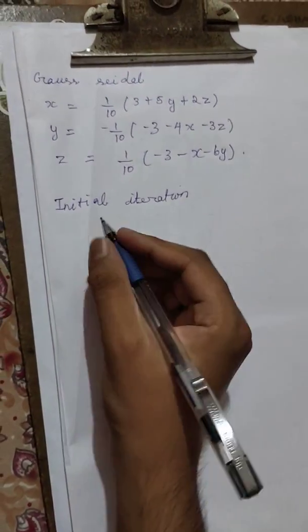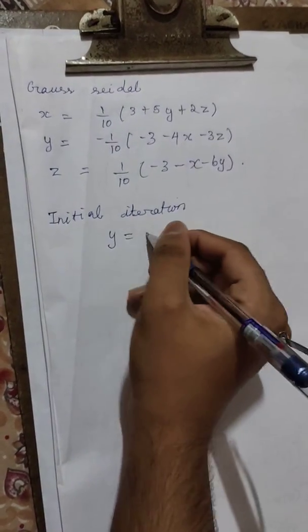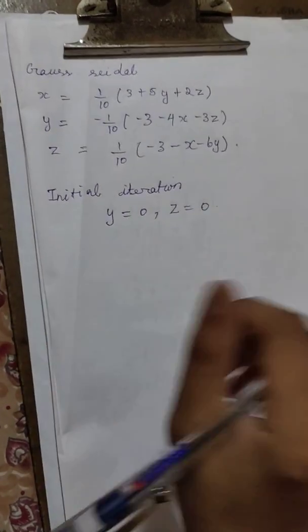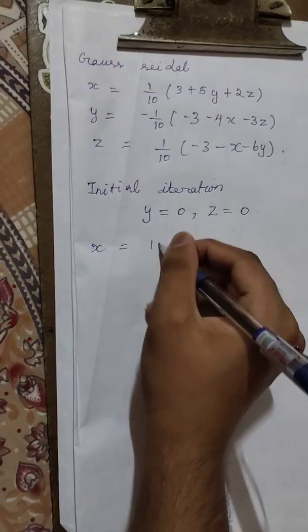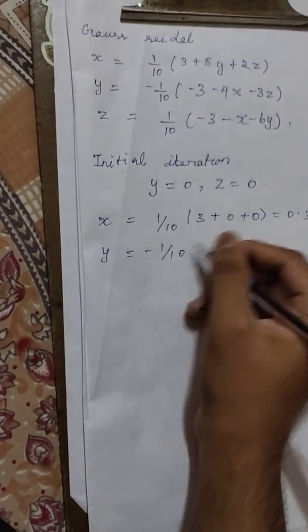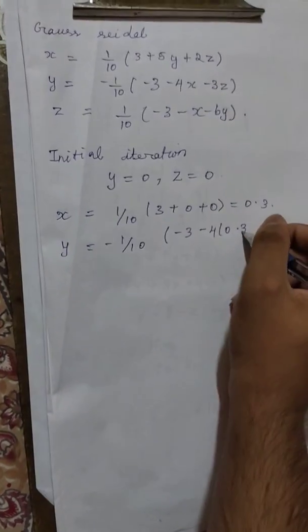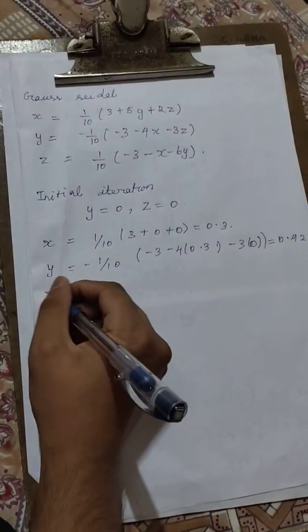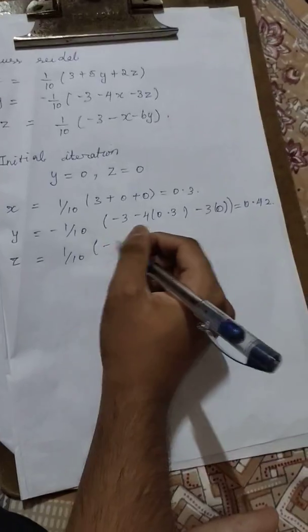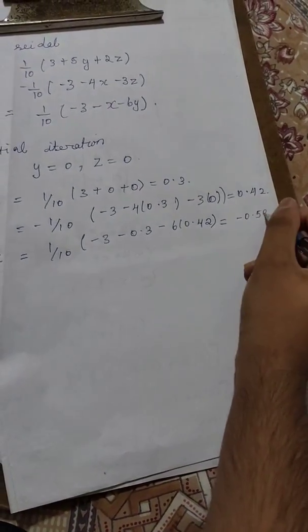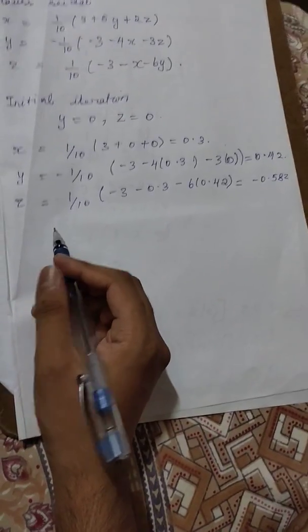But in this case, we do not substitute a value for x. We just substitute values for y equal to 0 and z equal to 0 at the initial iteration. That is the only difference between Gauss-Seidel and Gauss-Jacobi. Using this, we find the initial iteration value. x is equal to 1 by 10 into 3 plus 0, which is 0.3, and y is equal to minus 1 by 10 into minus 3 minus 4 into 0.3 minus 3 into 0, which is 0.42. And z equal to 1 by 10 into minus 3 minus 0.3 minus 6 into 0.42, which gives us minus 0.582.